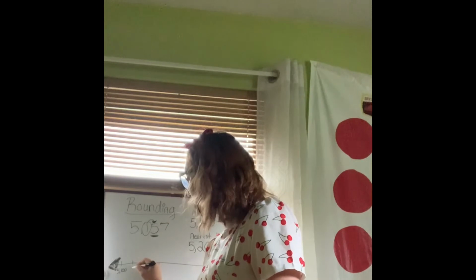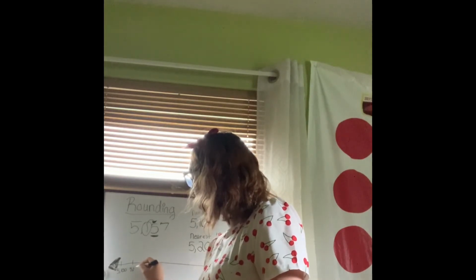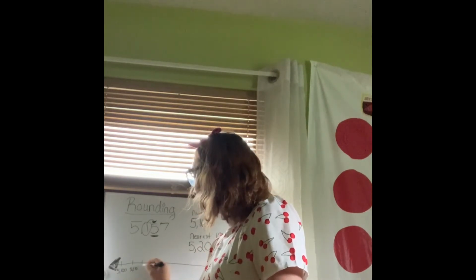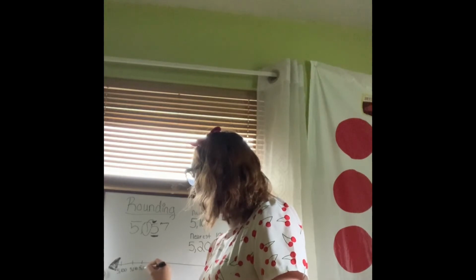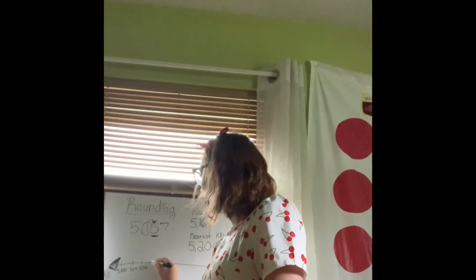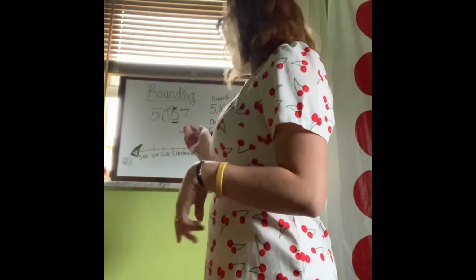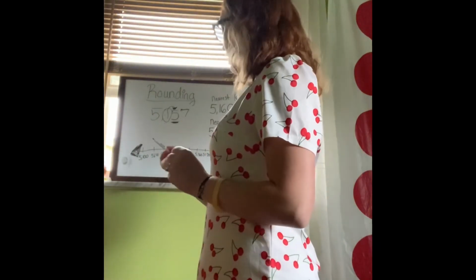So 5,110, 5,120, and so as I was saying, we had to make our number line between the two hundreds that would determine which way we round.